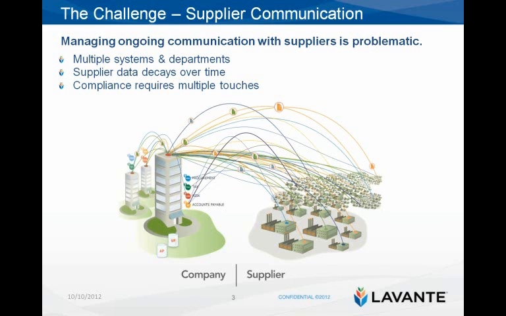Now, it gets confusing because you have so many systems and so many different departments. Also, when you set up a supplier, their data begins to decay immediately. You set up a supplier with a name, address, phone number, contact person, etc., and all of a sudden, in 3 months or 6 months, something might change. Maybe it's your contact person.